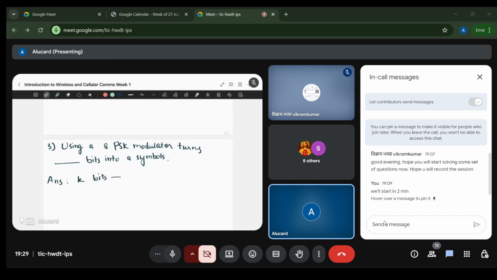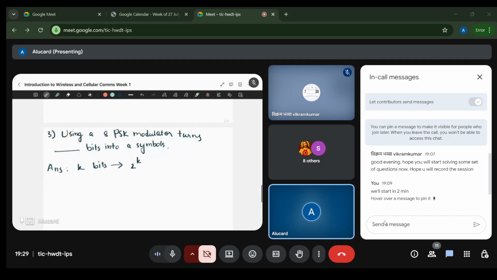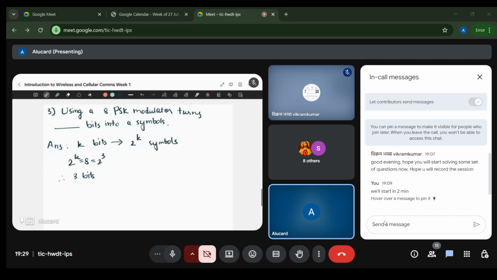With k bits you can represent 2 power k symbols. Here 2 power k is 8, which is 2 power 3. Therefore, 3 bits per symbol, you could say.